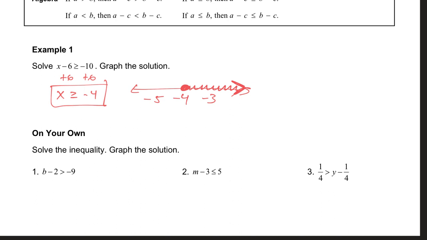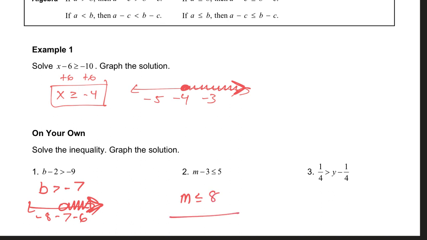Welcome back. So the answer to on your own, number 1 is b greater than negative 7. When you are graphing this, I have negative 8, negative 7, negative 6, open circle, shaded to the right. Number 2 is m less than or equal to 8. When you're graphing this solution, you're going to have maybe 7, then 8, then 9, closed circle above the 8, shaded to the left.